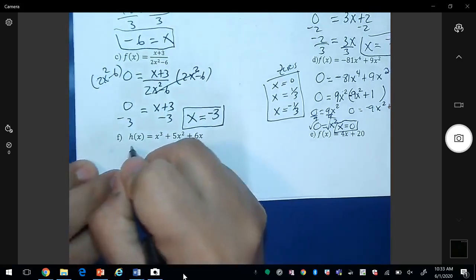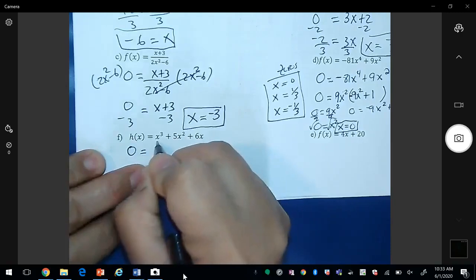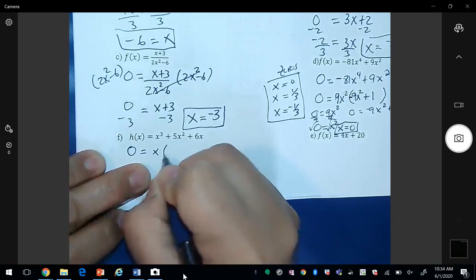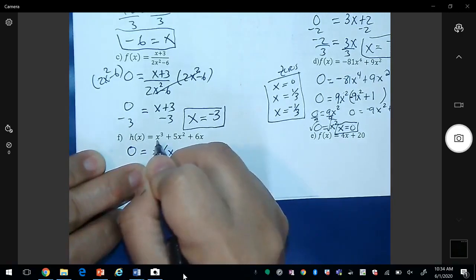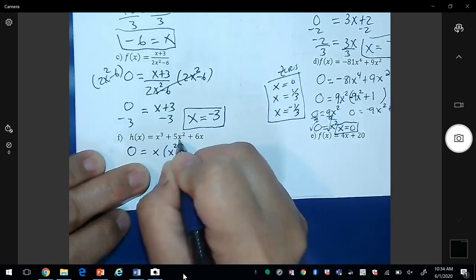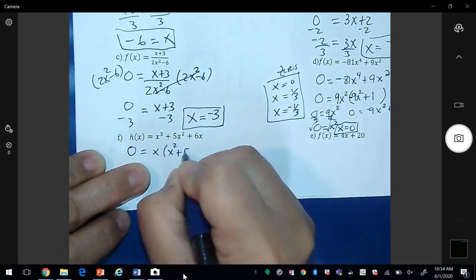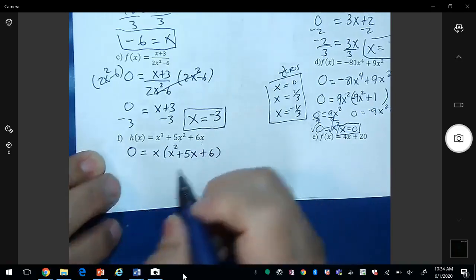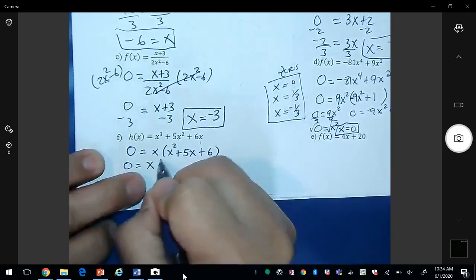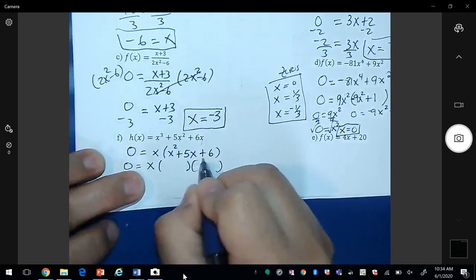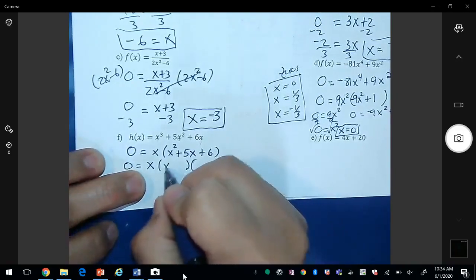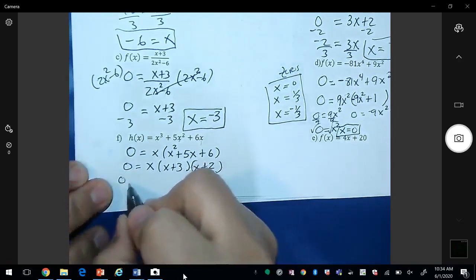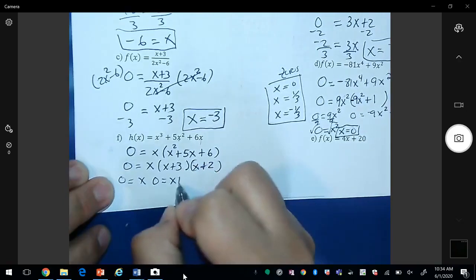So in this problem, we let h of x equal 0. Notice that they all have at least one x, so I can factor out an x. Taking an x out of here would give me x squared, plus taking an x out of here would give me plus 5x, and taking an x out here would give me a 6. We need to factor x squared plus 5x plus 6, and that becomes x plus 3 times x plus 2. And then we can set each factor equal to 0.